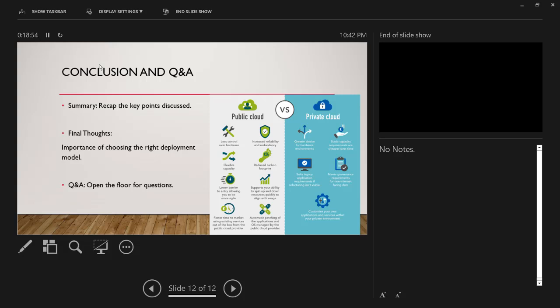Then it suits legacy application requirements if refactoring isn't viable. Then you can also customize based on your own description or what you actually want to use your deployment for. So it's based on your own discretion. You could customize and it meets governance requirements. So these are the basic differences between private and public cloud.